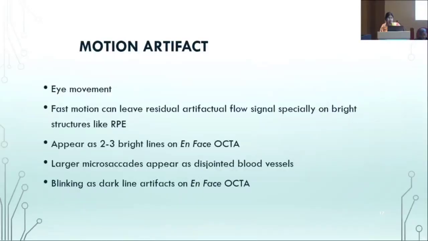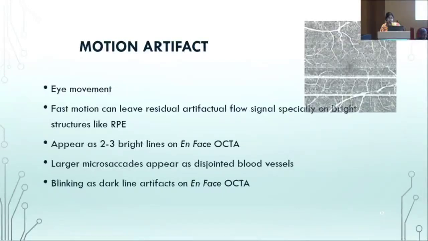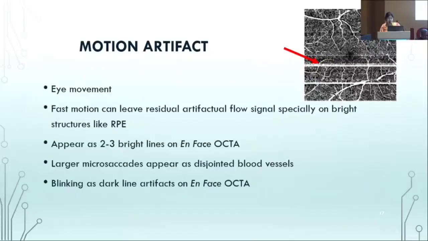Motion artifact is caused by eye movement. Fast motion can leave residual artifactual flow signal, specifically on bright structures like RPE, which appears as 2 to 3 bright lines on the en face OCT. Large microsaccades appear as disjointed blood vessels, and blinking appears as a dark line on the en face OCTA.